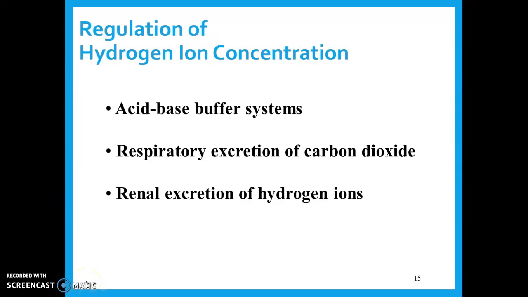Alright, so now we're going to look at different ways that our body regulates hydrogen ion concentration. And again, this is going to help us keep a normal pH level. So we've got acid-base buffer systems. These are three different systems that are chemicals in our blood that are going to keep our blood pH in a normal range. We'll look later at why that's so important.